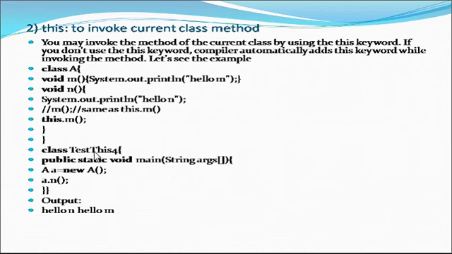Here we take another class, Test, that has a main method, and here we create an instance of class A. A is the class name and small a is an instance of the class, and we call the n method using the instance, a.n. Here we see this is the call of the n method. The output of this program is hello n. Firstly it prints hello n, and then after that it prints hello m.